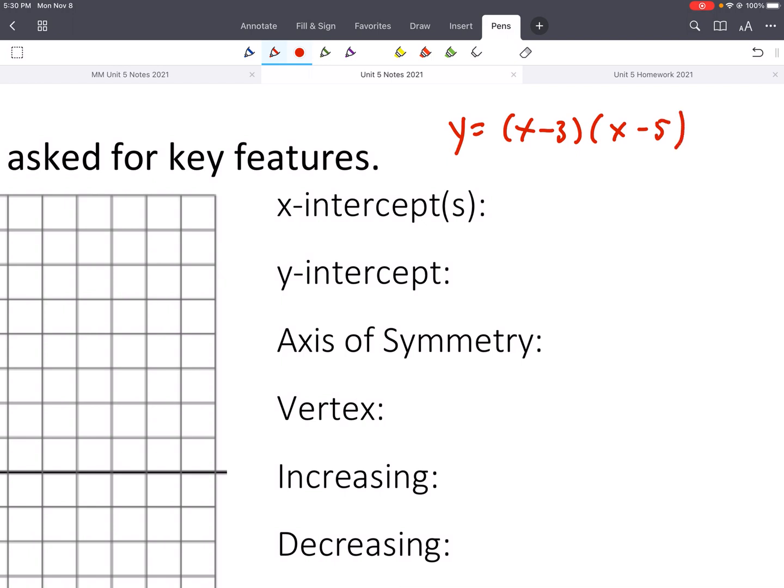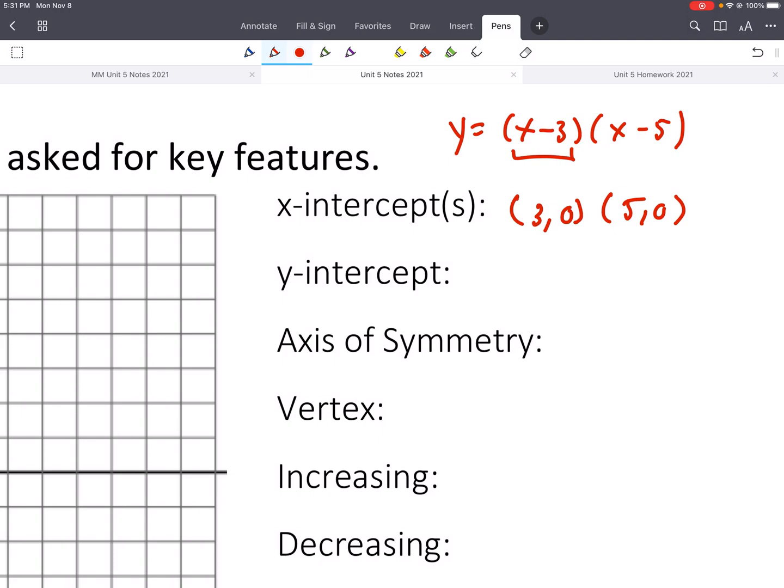So if we want to find the x-intercepts, again, y is 0. Or you can also think of what makes that be 0. What makes x be to make that 0. So our x-intercepts would be 3, 0, and we have 5, 0. All right, so that would be our x-intercepts.